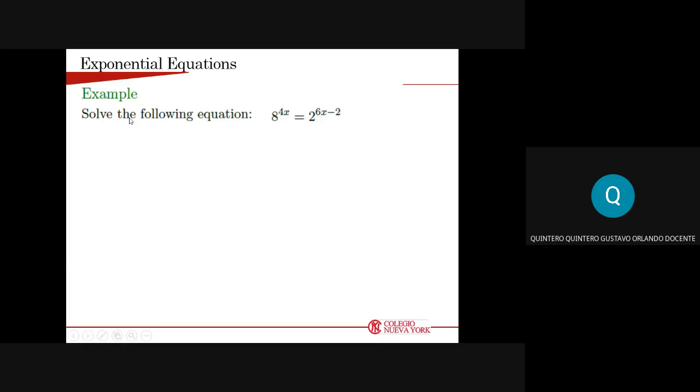How about this? Solve the following equation: 8 to the 4x equals 2 to the 6x minus 2. So guys, let me know in the chat, please. I want everybody to write down. Tell me, can we cancel the bases here? Yes or no?